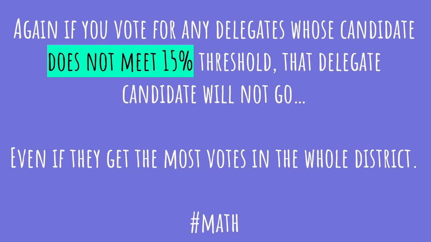Again, if you vote for any delegates whose candidate does not meet the 15% threshold, that delegate will not go, even if they get the most votes in the entire district. So, again, going back to the idea of thinking about how impactful our votes can be. And again, I want to say that if you do vote for all 6 of one candidate's delegates, you are not actually differentiating any of them, so you're not actually impacting the delegate selection process.